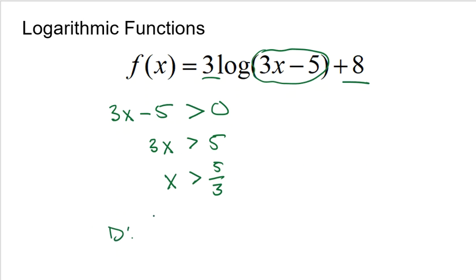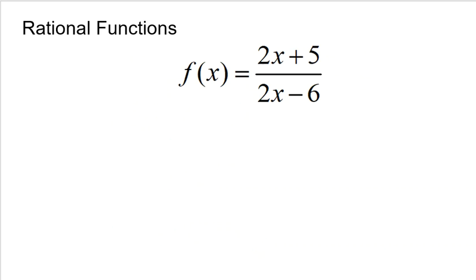So the domain is a parenthesis on that 5/3 because I'm not allowed to equal it, all the way towards infinity. And again, if I plug in 5/3, 3 times 5/3 is 5, 5 minus 5 is 0, you're not allowed to have zeros in logs. And it doesn't matter what the base is. It doesn't matter. If you see a log, you cannot have zeros or negatives inside of it. It can only be greater than 0.